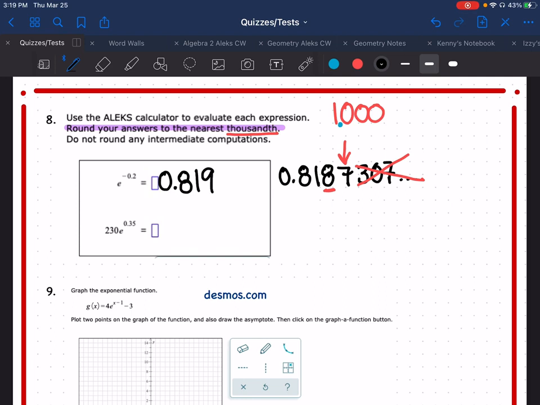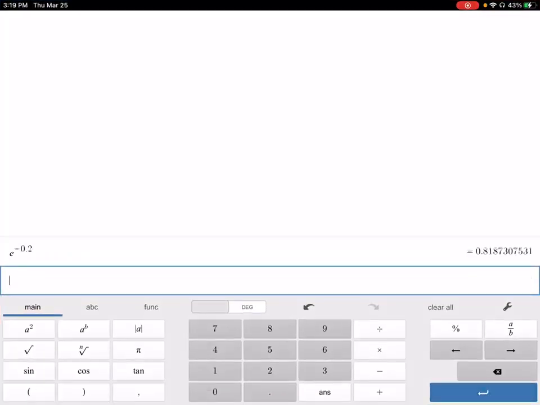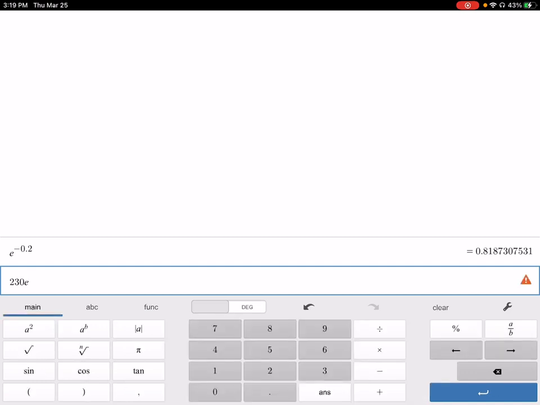I'm going to go back to my Desmos calculator because that's what I have. I don't have the Alg one, but they should work exactly the same. And I'm going to enter e to 30. And I'm going to go to my functions. There's my E. Go back to the main. And it was 0.35. Yep. There we go. And so I'm going to go ahead and round that.